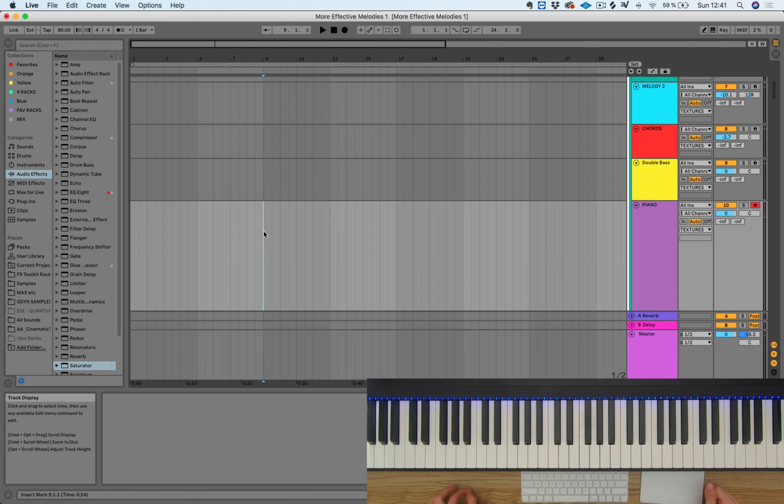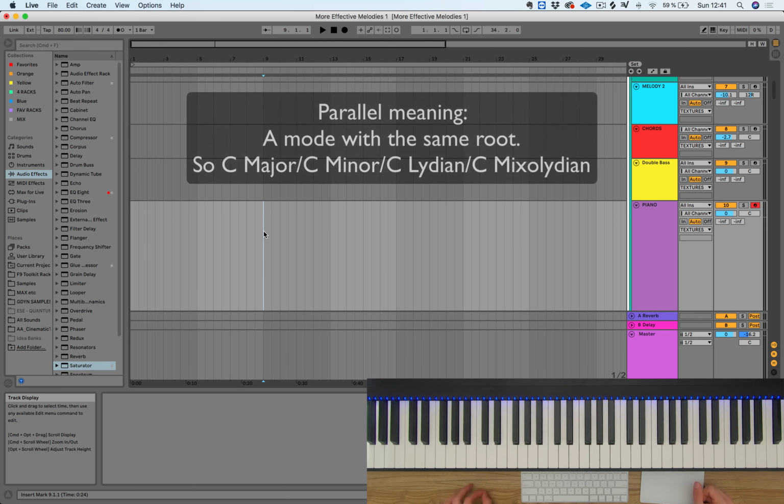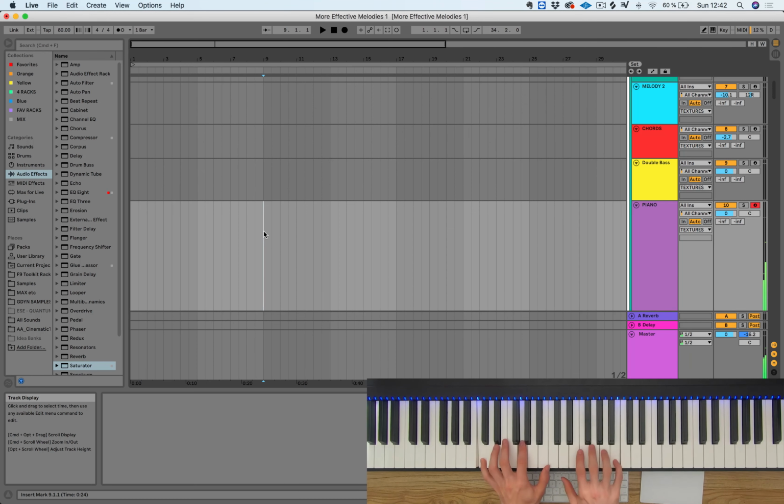So basically what it means is that you borrow a chord from a parallel mode of the key you're in. So say you're in the key of C major. This is the key of C major, and it's also called C Ionian if you look at the modes. And you also have C minor. This is also called C Aeolian if you look at the modes.